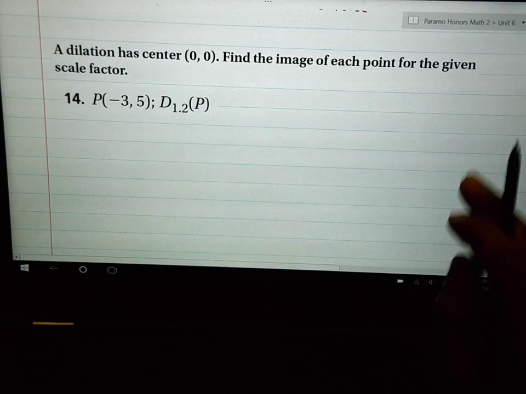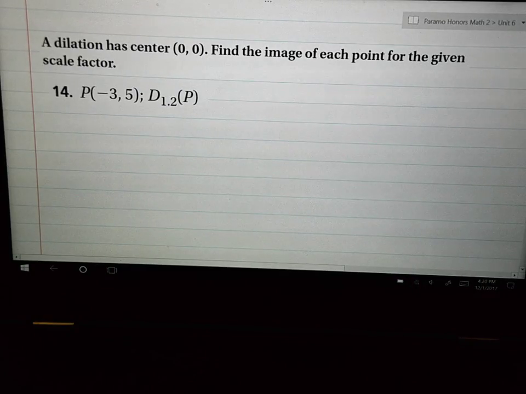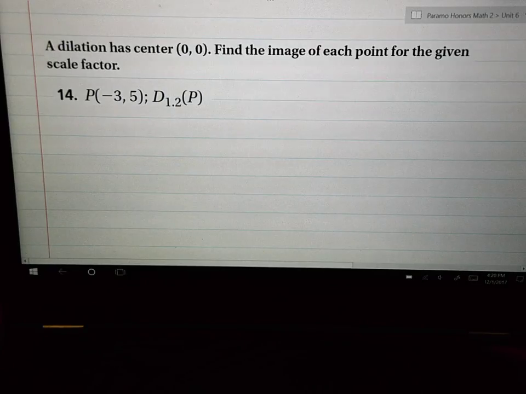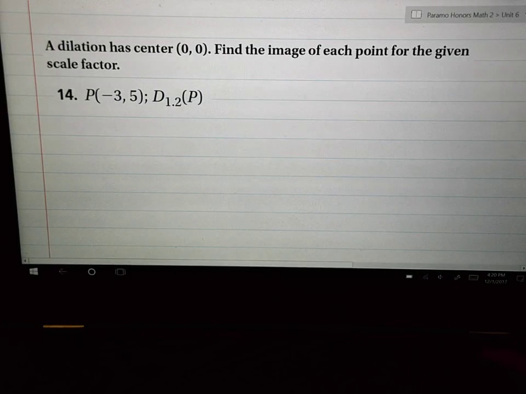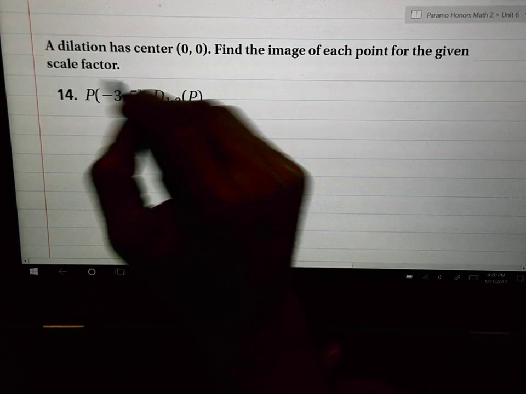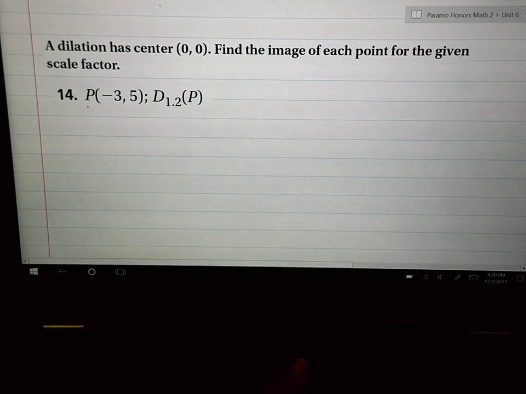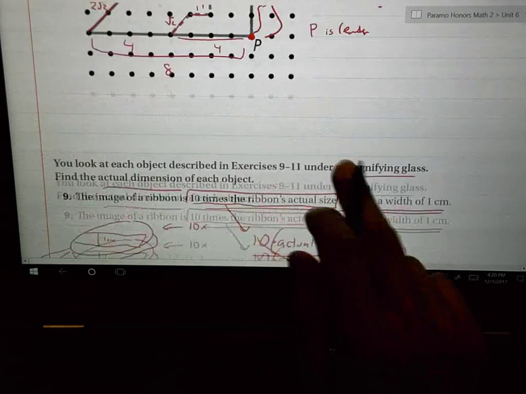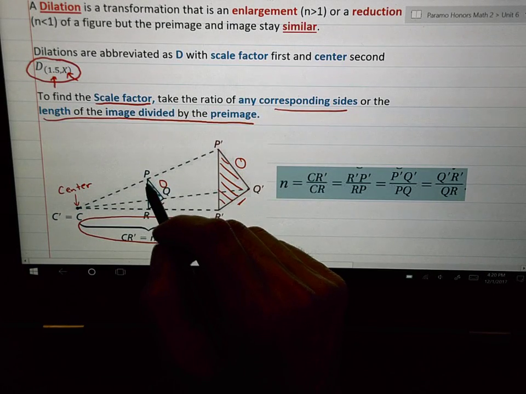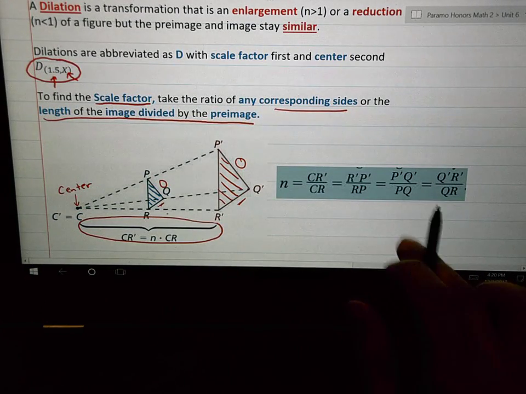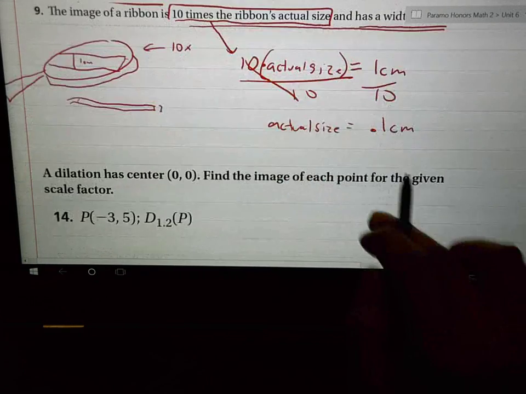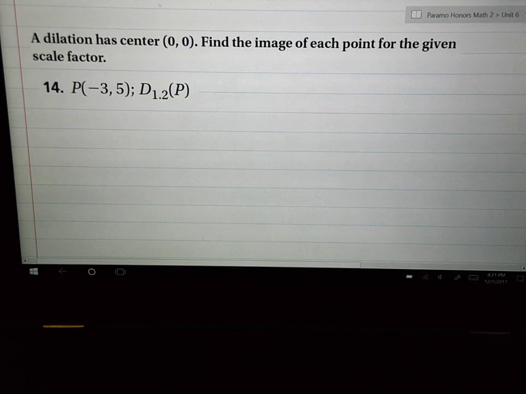Going on. Number 14. A dilation has a center of 0, 0. Find the image of each point for the given scale factor. This is our point. This is one point on an object. We don't know what the object is. It doesn't matter. It's like we're going back up here and we're saying one point is, and they're giving you coordinates for one of these points, and we're going to find what the image would be. This is very easy to do.